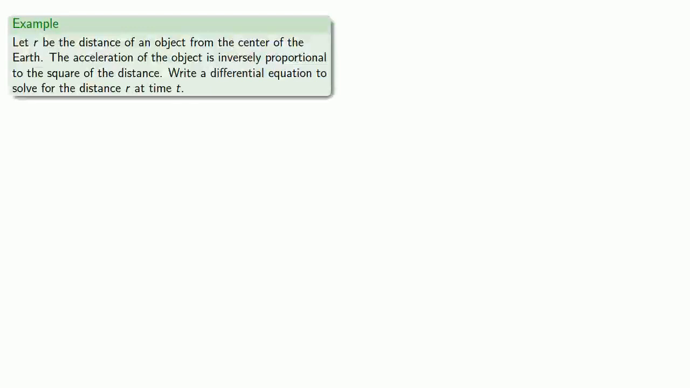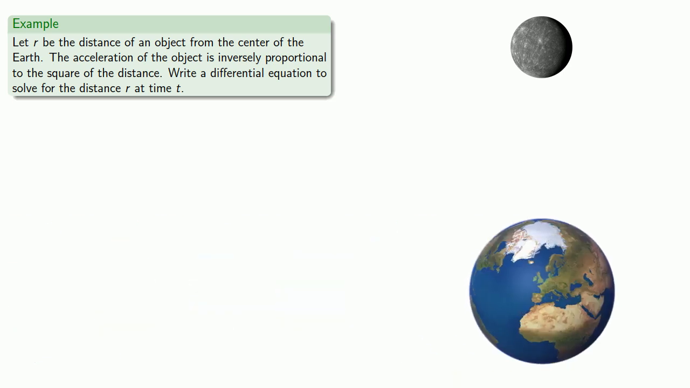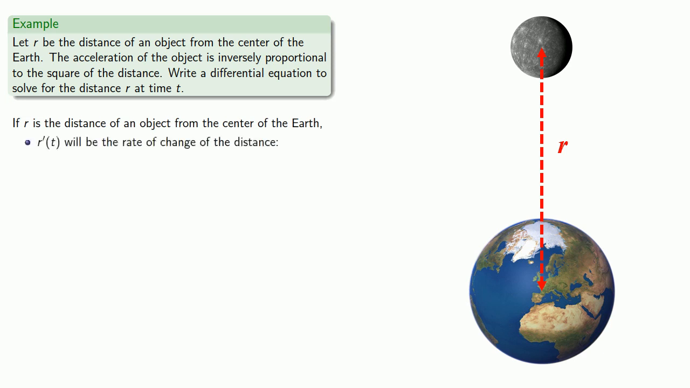For example, here's a differential equation that arises from physics. Let r be the distance of an object from the center of the Earth. The acceleration of the object is inversely proportional to the square of the distance. Write a differential equation to solve for the distance r at time t. So to analyze this, if r is the distance of an object from the center of the Earth, r prime of t will be the rate of change of the distance. This is what we would call the velocity of the object. R double prime of t will be the rate of change of velocity.